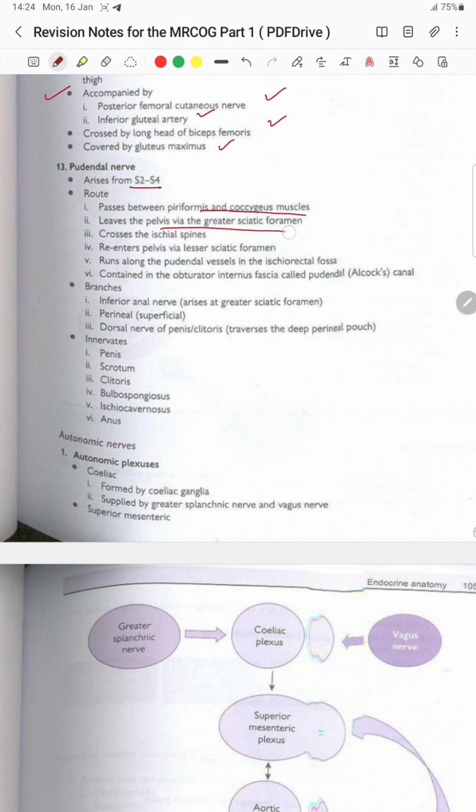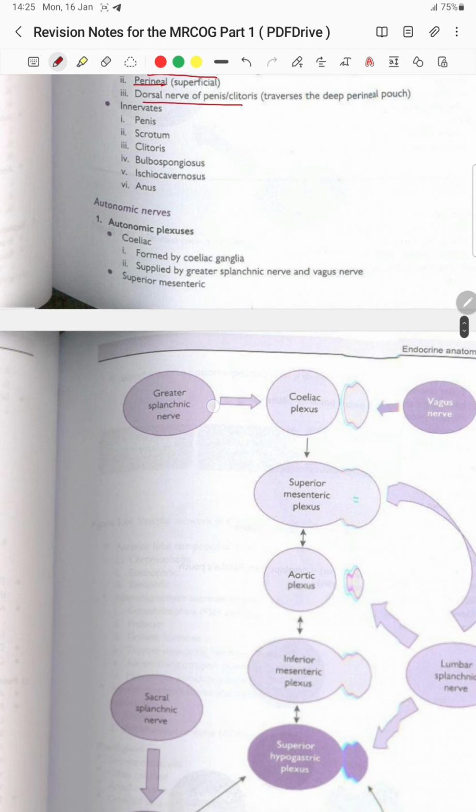It leaves the pelvis by the greater sciatic foramen, crosses the ischial spine, and re-enters the pelvis via the lesser sciatic foramen. It runs along the pudendal vessels in the ischio-rectal fossa and is contained in the obturator internus fascia, called the pudendal or Alcock's canal. The branches are the inferior anal nerve, the perineal nerve, and the dorsal nerve of the penis or the clitoris. It innervates the penis, scrotum, clitoris, bulbospongiosus, ischiocavernosus, and the anus.